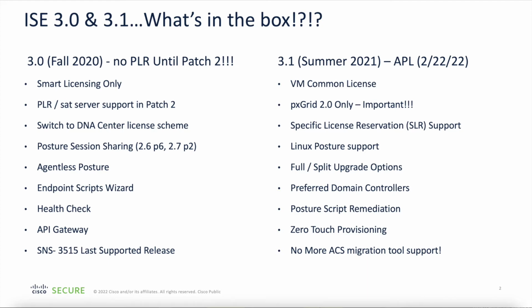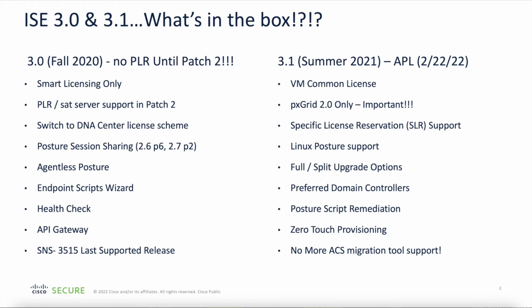API gateway, again, our API was kind of all over the place. There was an API on the PANs, the MNTs, ERS. We've now all consolidated them in an API gateway, which is a much better system. So if you're running APIs, you may have to redo your APIs when you hit 3.0. Just a heads up.